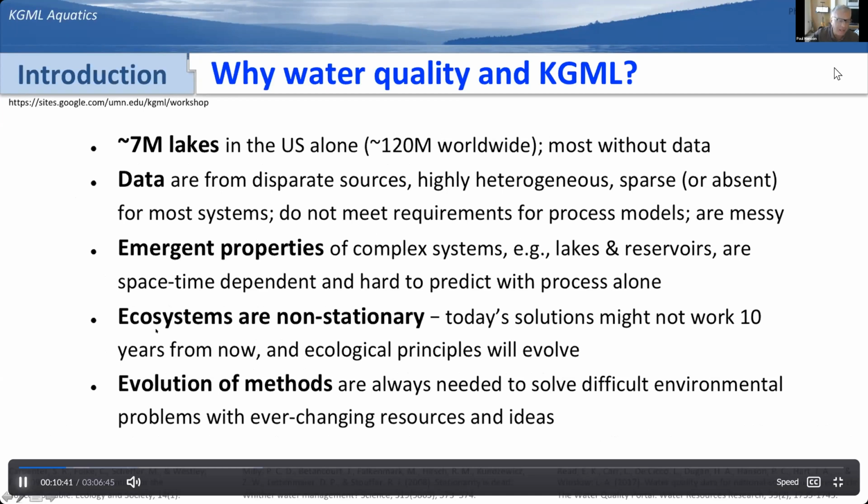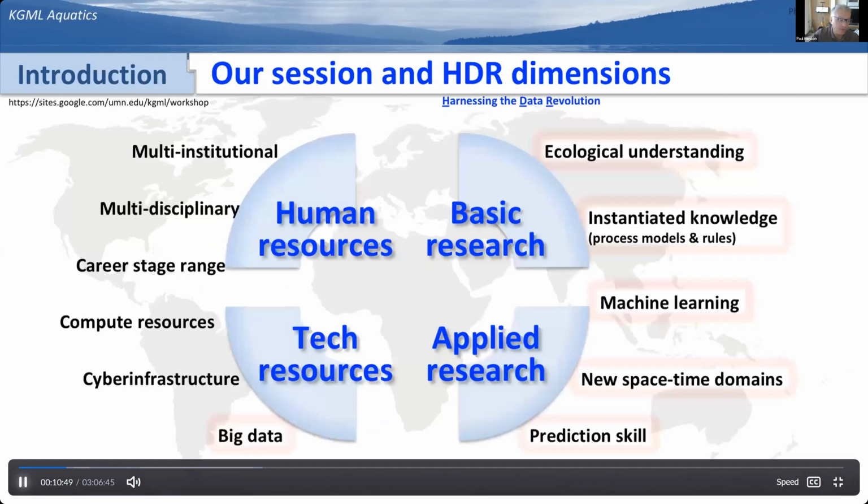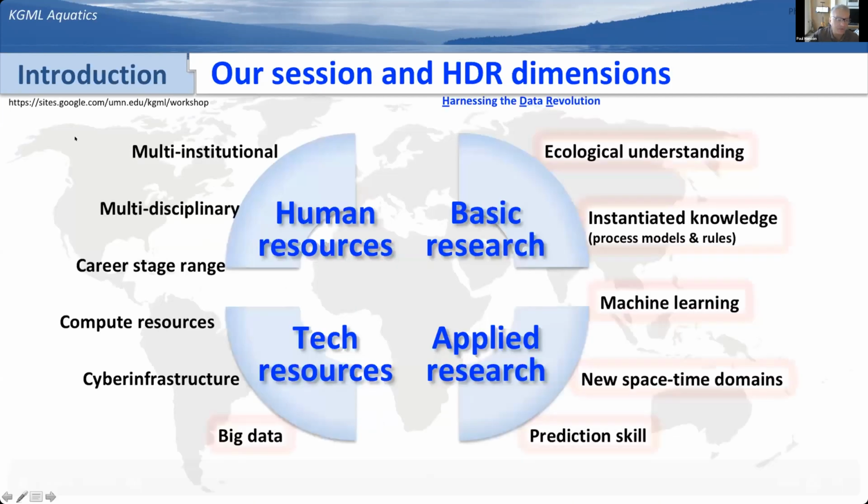And of course, we're always looking for an evolution of methods that maps onto the available resources, or the resources that become available to us. KGML sits in a programmatic sense within the broader topic of harnessing the data revolution. And I've listed here on the screen a number of features of harnessing the data revolution that include human resources right over to research.